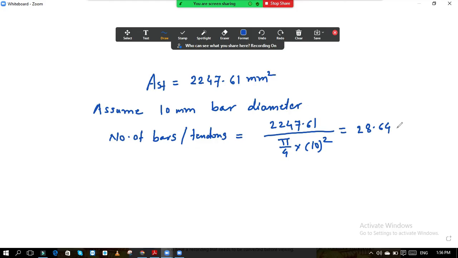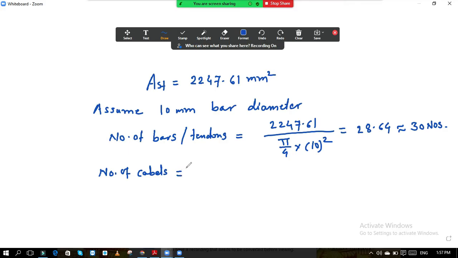So we will round up this bar to 30 numbers. 30 bars of 10 mm diameter are required. So then, number of cables.